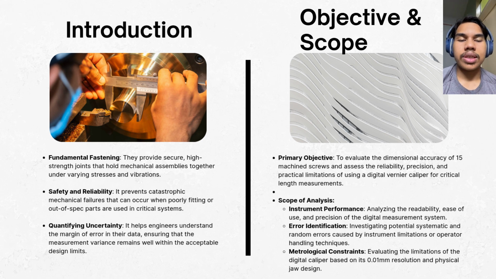After that, we go for the second part, which is error identification. Basically, we just want to investigate the potential systematic and also random errors that can occur within the digital vernier caliper. And lastly, we'll be focusing on the methodological constraint. Basically, we want to find the limitation of the digital caliper to detect minor changes in the 15 screws that we are going to measure. It is actually based on the design of the screws, as well as the geometrical factor. So that's all for the objective.